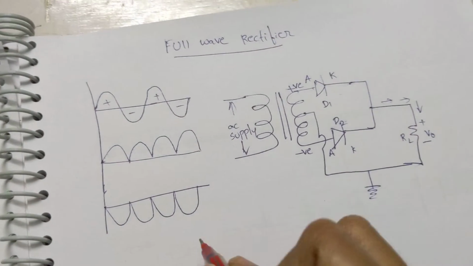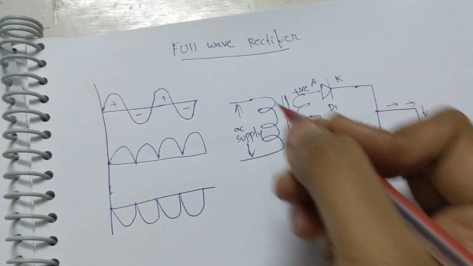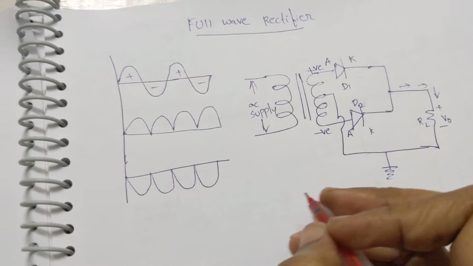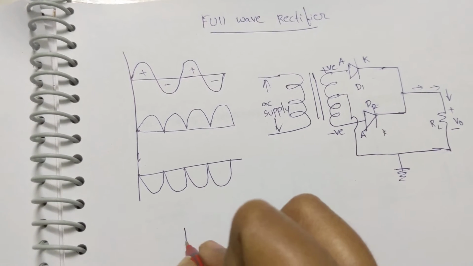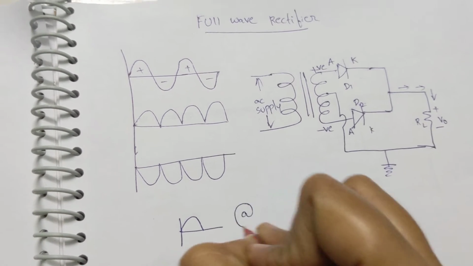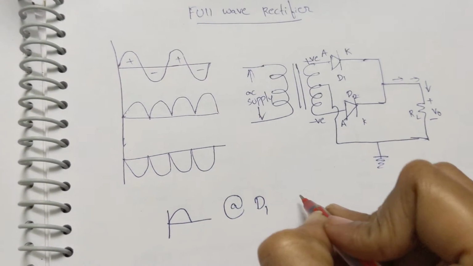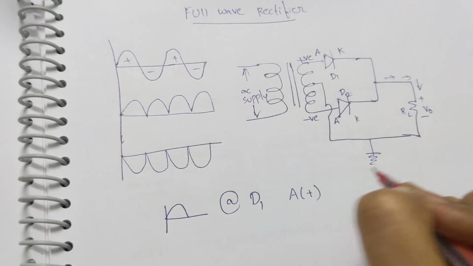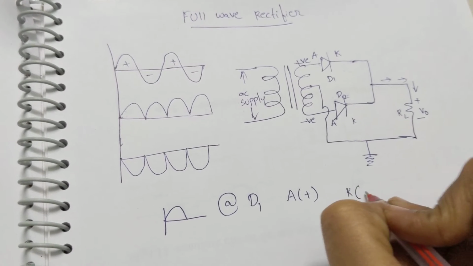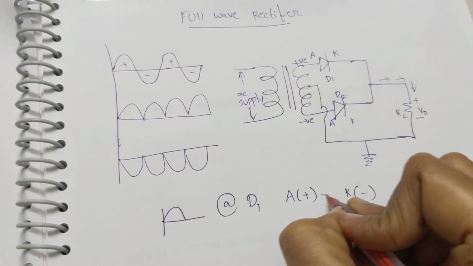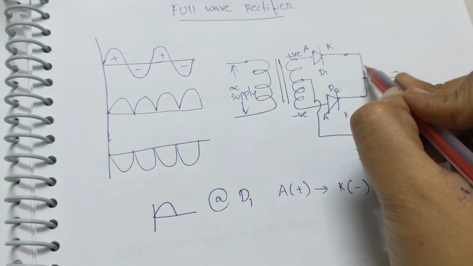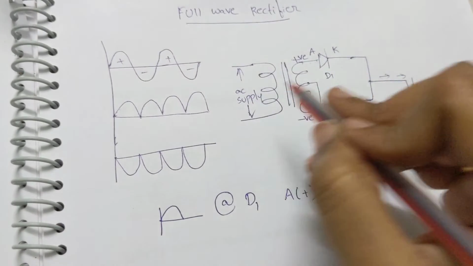Okay, so here, when the positive half cycle is applied, now we need to consider two diodes. At diode D1, the anode is positive and the cathode is negative. Current flows from anode to cathode, and this is the circuit path.